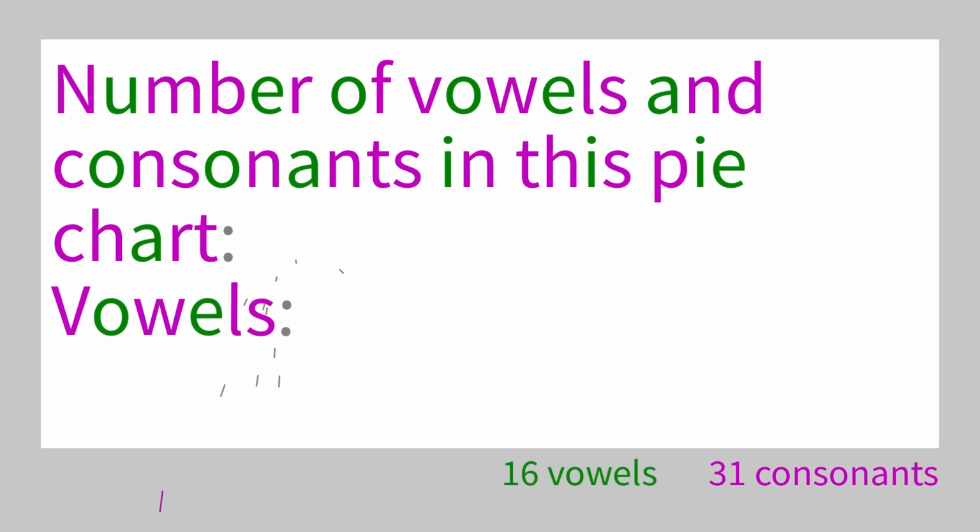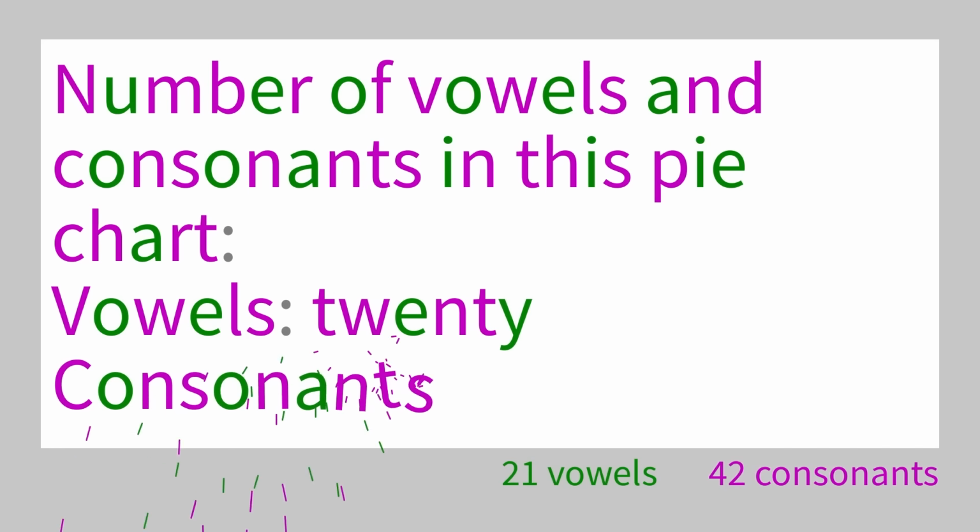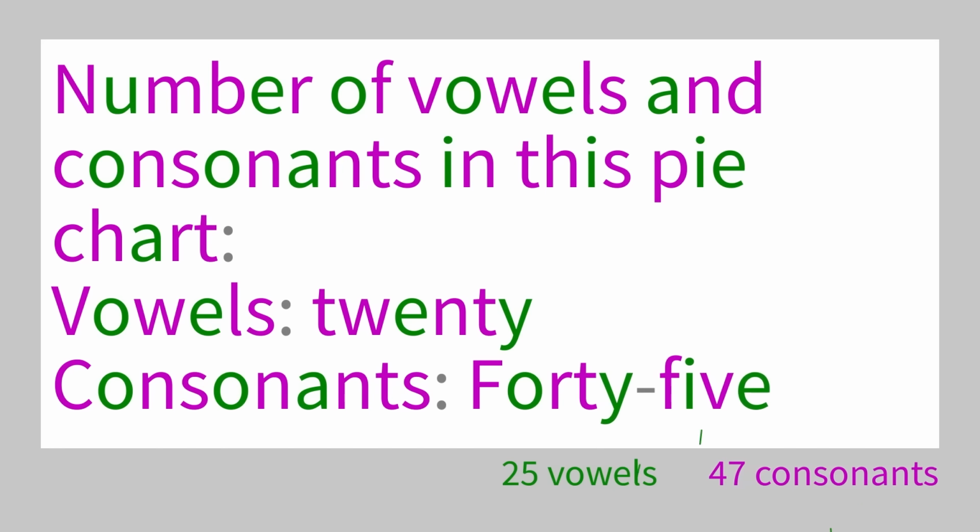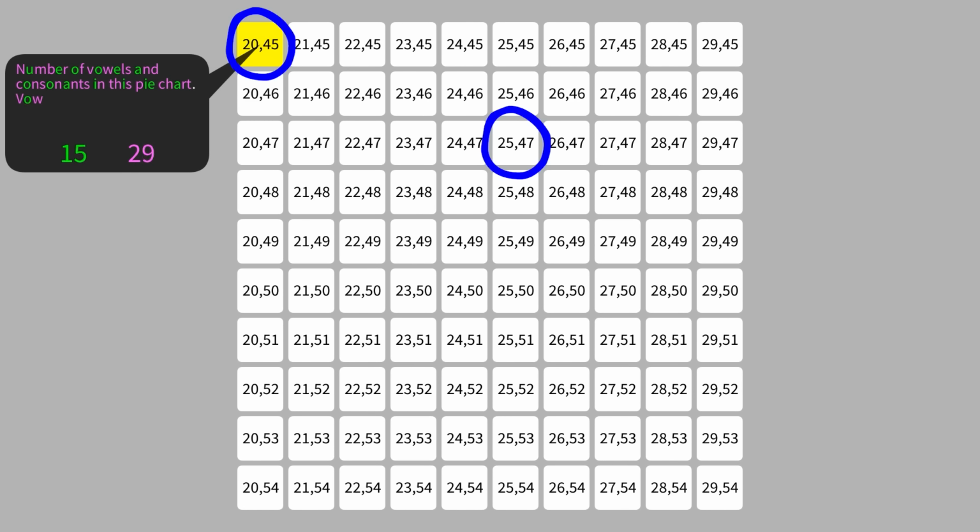Maybe vowels take up about 1/3 of typical English, so let's guess there's 20 of them. And then for the consonants, let's guess there's around 45. As a result, we can see that this message actually contains 25 vowels and 47 consonants, but let's iterate on this and see if we can arrive at a valid solution. So as we saw, 20, 45 leads to 25, 47.